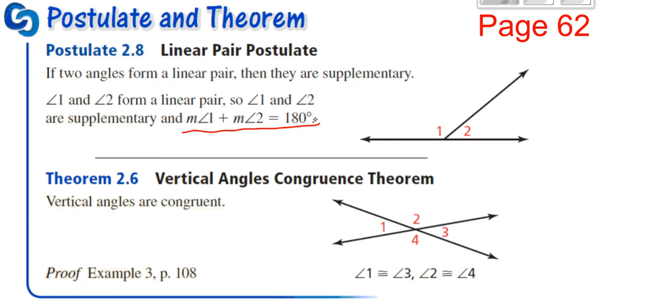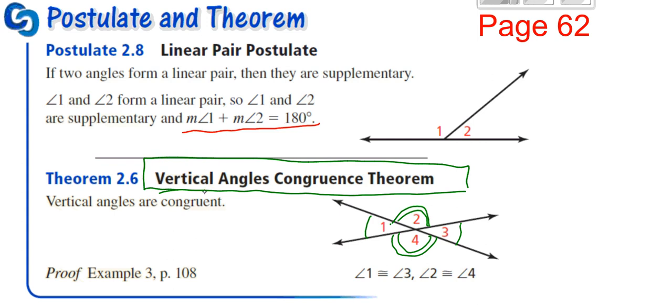The other one that will prove to be really useful and valuable for this course is our vertical angle congruence theorem. If we have vertical angles, then we can see that angle 1 would be congruent to angle 3, and angle 2 will be congruent to angle 4. So this is our vertical angles congruence theorem. Oftentimes, we'll just shortcut this theorem and just name them vertical angles, and therefore we know that they're congruent.